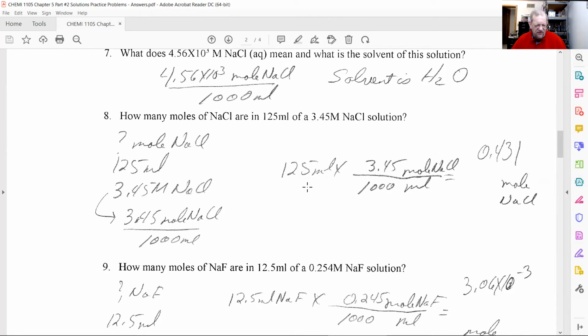Now notice 125, 3 significant figures. Oh, he's in his rut again. Yep. Anyways, 3.45, 3 significant figures. The 1,000 is part of the definition, therefore that is an exact number. And milliliters divided by milliliters cancel out. And this is 3 significant figures. And that's how you do it.